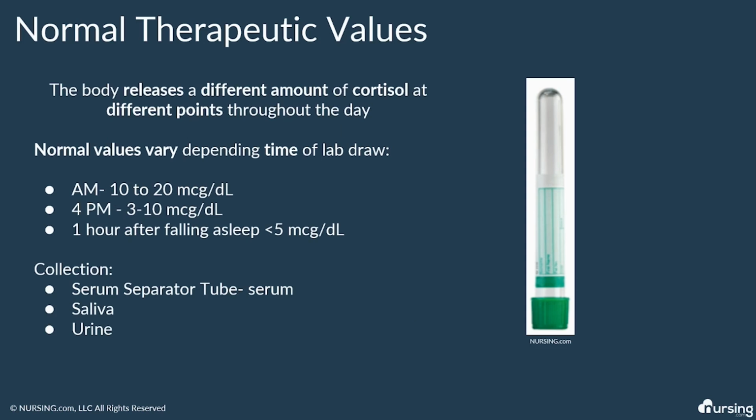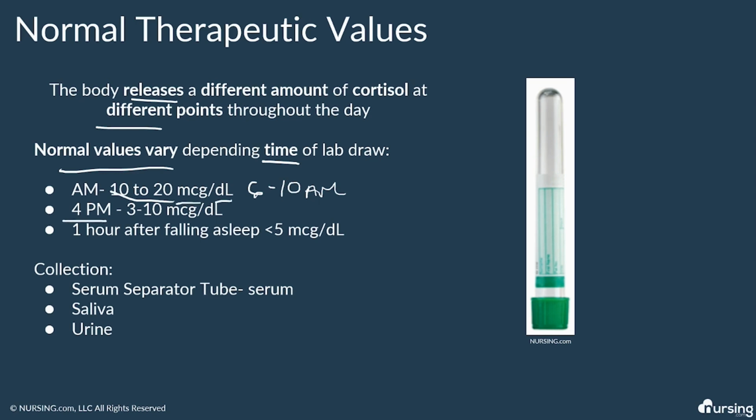Normal therapeutic values are interesting. Because the body releases a different amount of cortisol at different points throughout the day, the normal values actually vary based on the time that the lab is drawn. So in the AM hours, particularly between about 6 and 10 a.m., a normal cortisol value will be between 10 to 20 micrograms per deciliter.